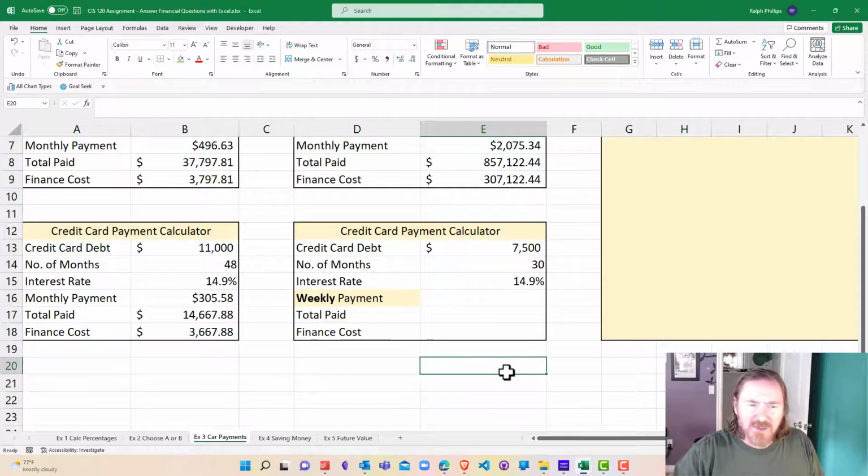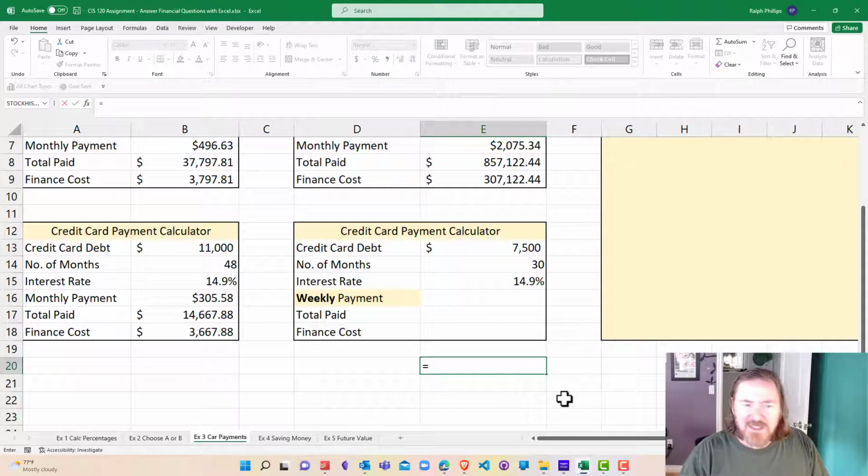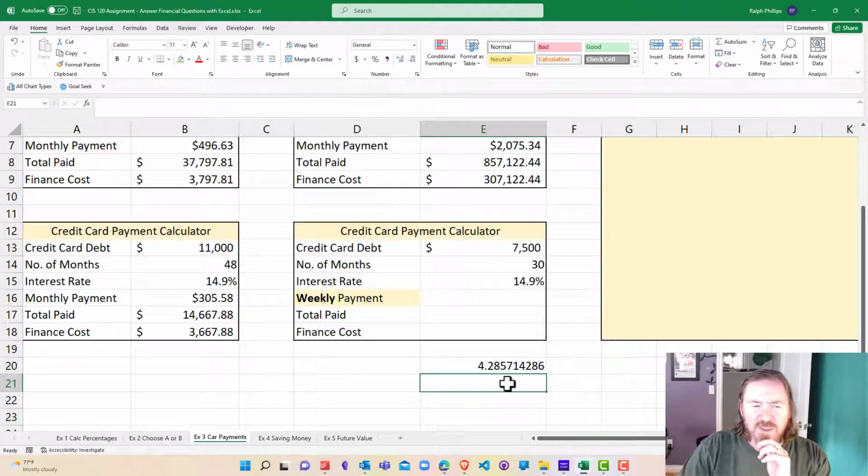So first, I want to know how many weeks are in a month. So I'm just going to do this right down here on the bottom here. Equals, let's assume a typical month has 30 days, why not? And I'm going to divide that by 7 days per week. And I can see that there's really closer to 4.285 weeks per month. So we'll just say 4.29. Okay, so that's good to know.